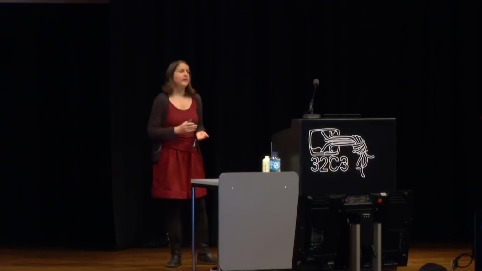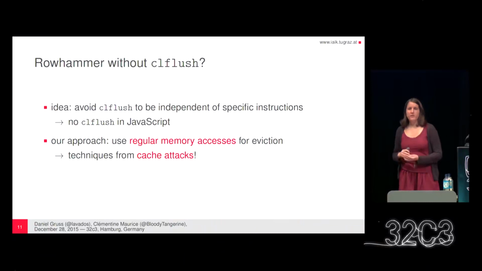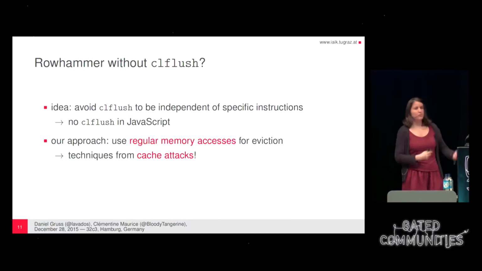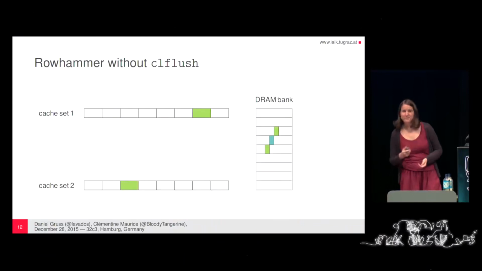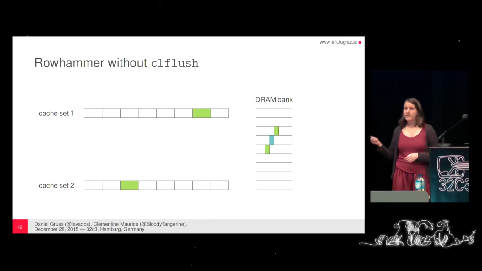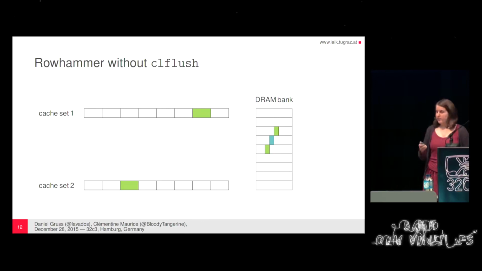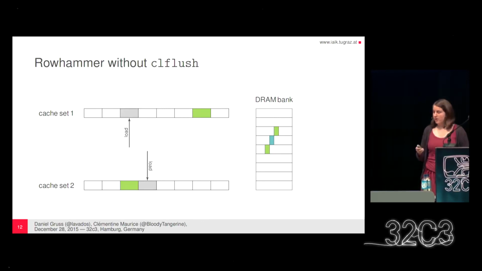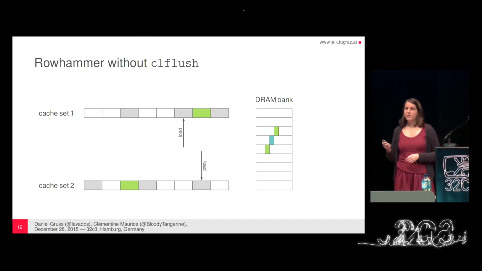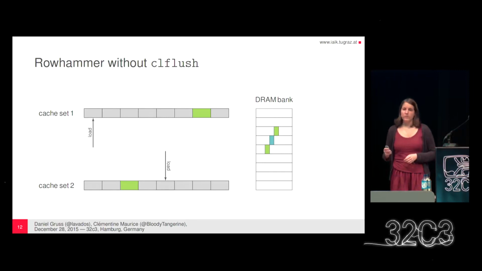So our approach is to use regular memory accesses to evict the cache. And the nice thing about this is that evicting the cache is really at the core of all cache attacks. And this is really what we know how to do best. So let's use it. So it works kind of the same. We still have this gray line that we want to evict. And now what we're going to do is access lots of addresses that will map to the same cache set until eventually it will evict the line we want.